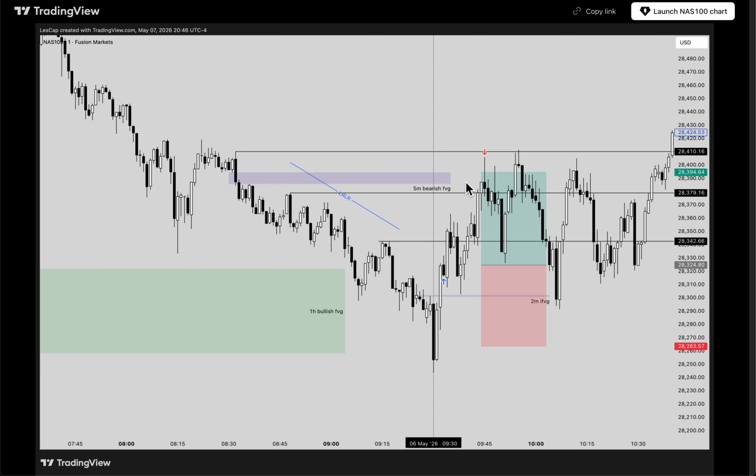So why did I take it off at the 5-minute bearish fair value gap? Because price moves from external liquidity to internal liquidity, or internal liquidity to external. It's how it moves. It moves from fair value gaps to fair value gaps, or fair value gaps to external liquidities, or external liquidity levels to fair value gaps. So that's how price moves.